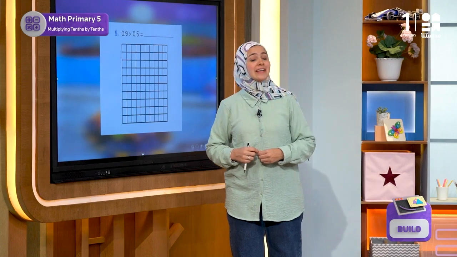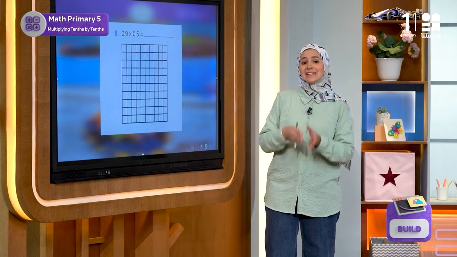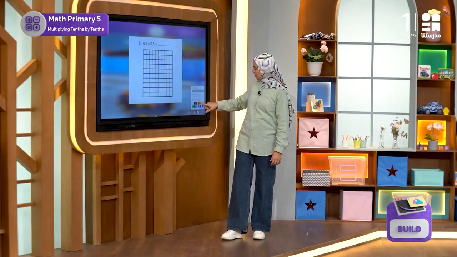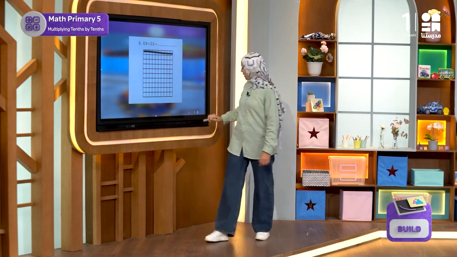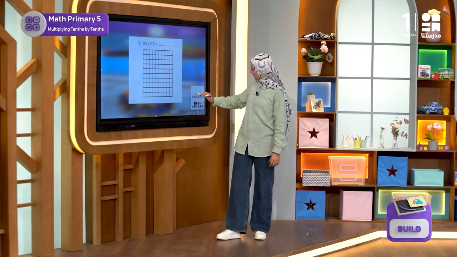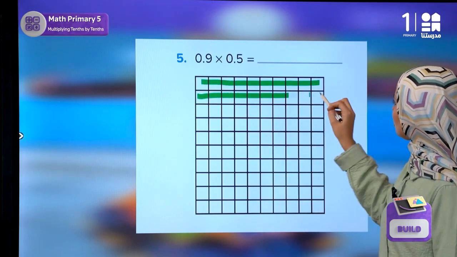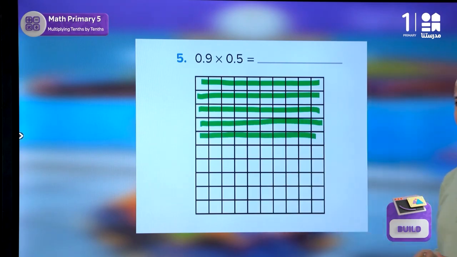Now let's color the grid to check our answers. So I'm going to color 5 green rows. I will start with the green color, and I'm going to represent the 0.5 by 5 green rows. One, 2, 3, 4, and 5.